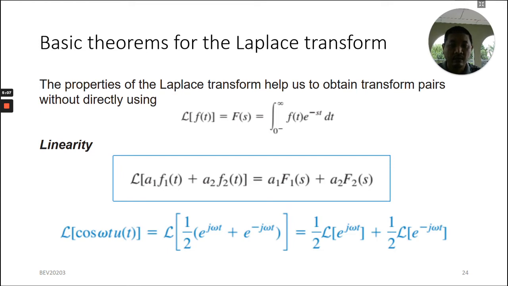Okay, so we have linearity. If you can see here, if we have a first function f1(t) and a second function f2(t), and we have addition between these two functions, to do the Laplace transformation we can simply perform Laplace transformation on each of these signals individually, as long as they are connected by addition or subtraction. So this is what is meant by linearity.